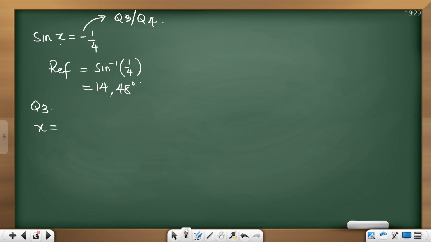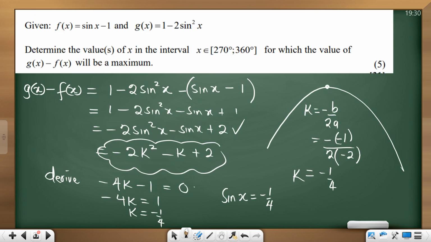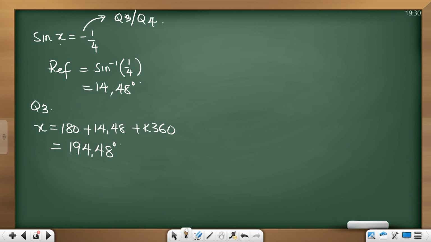X, right? Which is 180 plus 14,48 plus K times 360. What's your answer? 194,48 degrees. I want to check something. What's the domain? They said 270 to 360. We're not going to get anything here. This would not fall in between 270 because we are adding K times 360. Okay? Let's go try where?